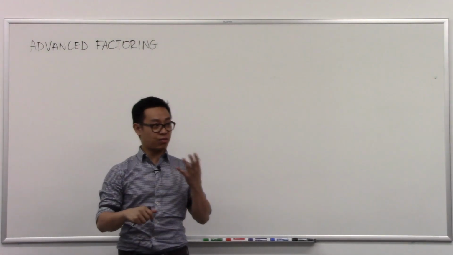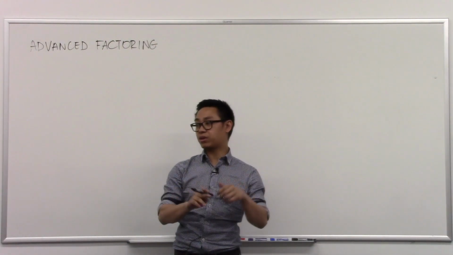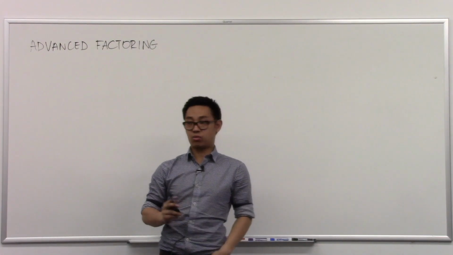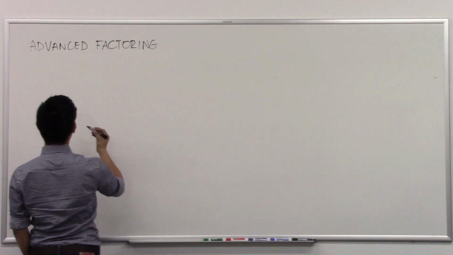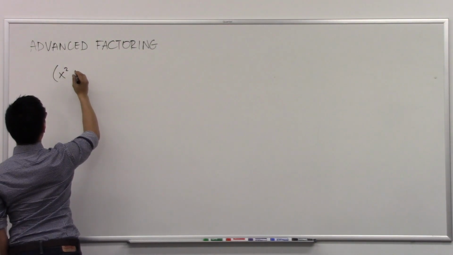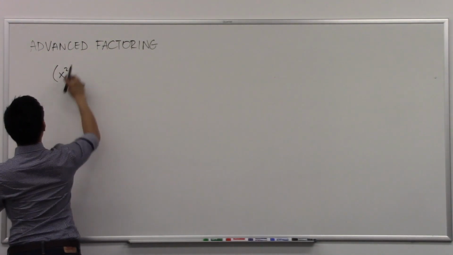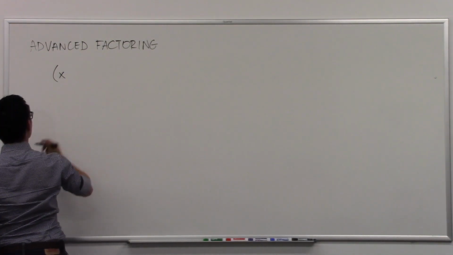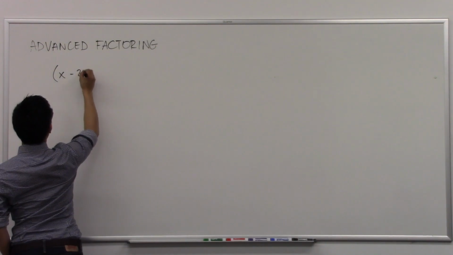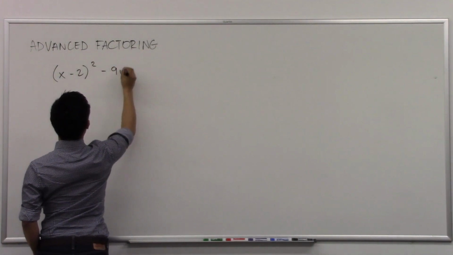Advanced factoring is when you take the 5 basic factoring and you make it even harder. Okay? So an example of that would be this. If I gave you x squared, let's do, sorry, x minus 2 squared minus 9y squared.